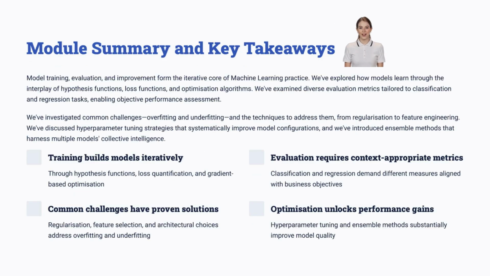Model training, evaluation, and improvement are central to machine learning. We've delved into hypothesis functions, loss functions, and optimization algorithms. Key challenges like overfitting and underfitting are tackled through regularization and feature engineering. Hyperparameter tuning and ensemble methods enhance model performance, ensuring robust solutions tailored to specific tasks.